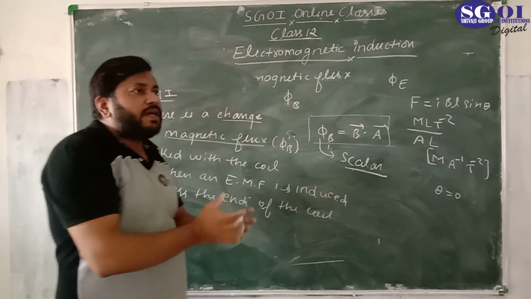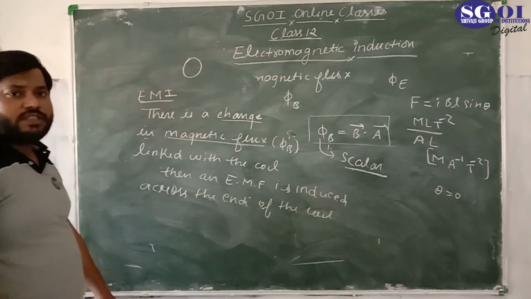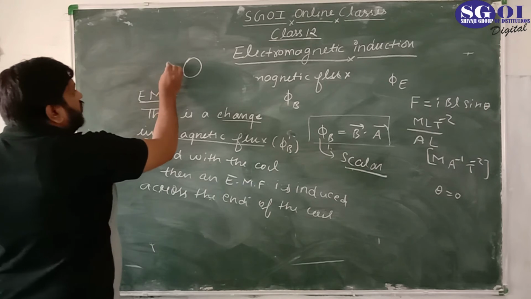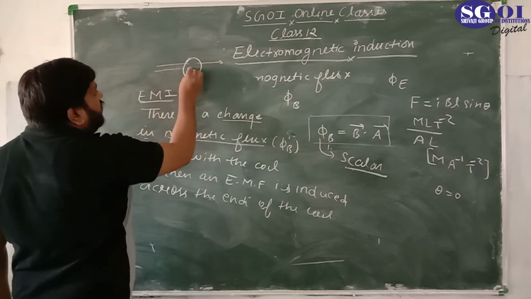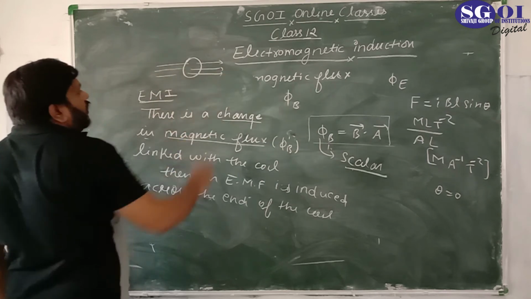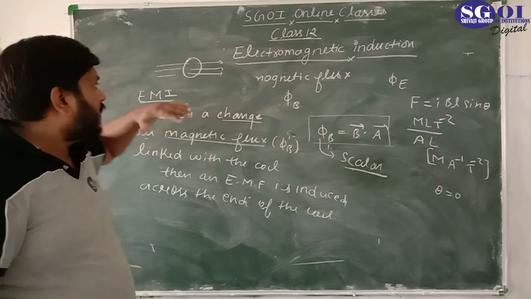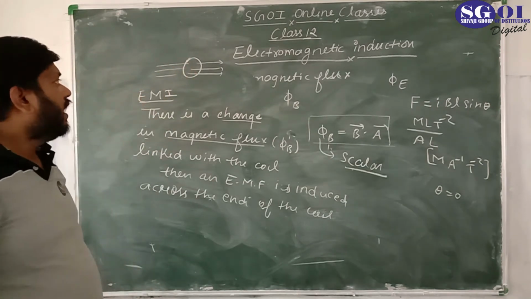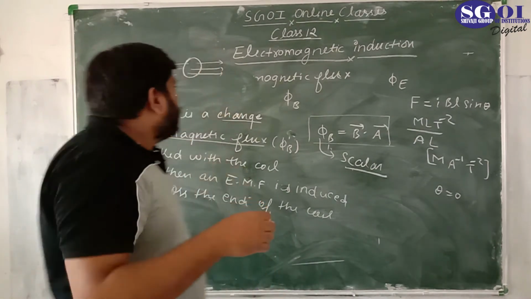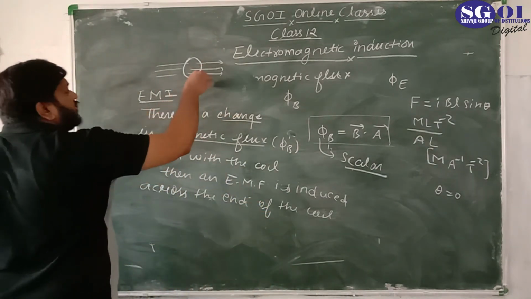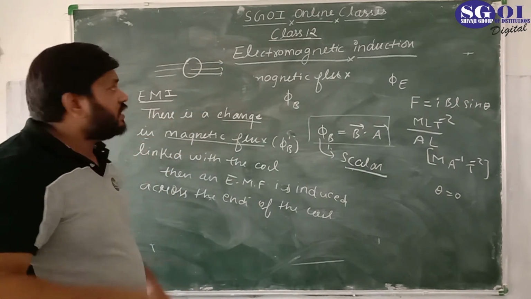Suppose this is a coil, and it is placed in a magnetic field, and the magnetic field lines are like this. Let's say, for example, 3 lines are passing through this coil, as you are seeing here. For any reason, if this field is changing, the number of lines starts either increasing or decreasing.